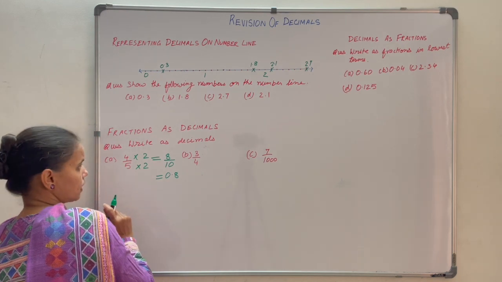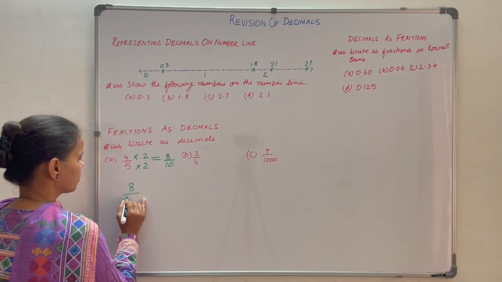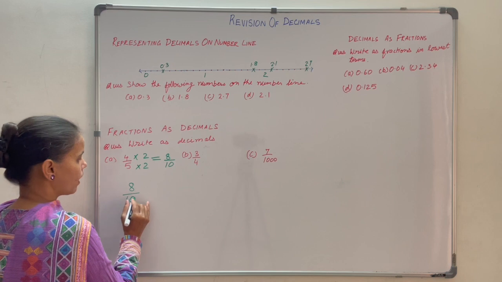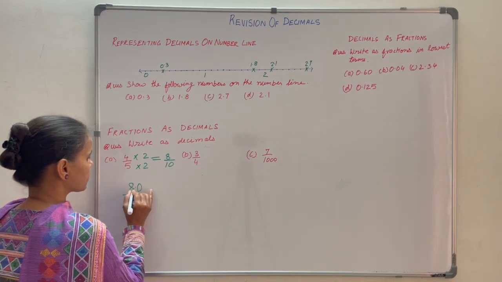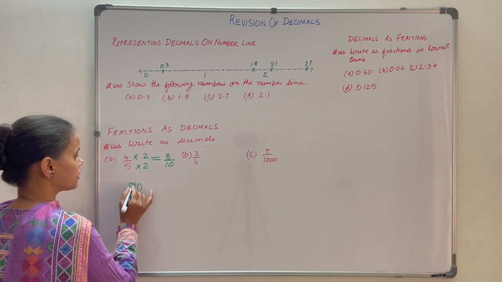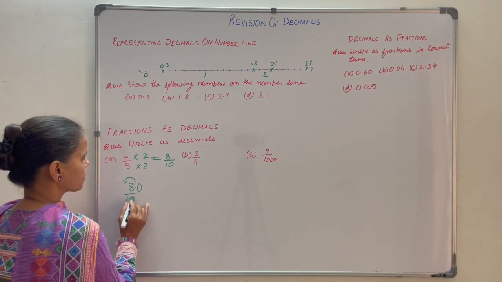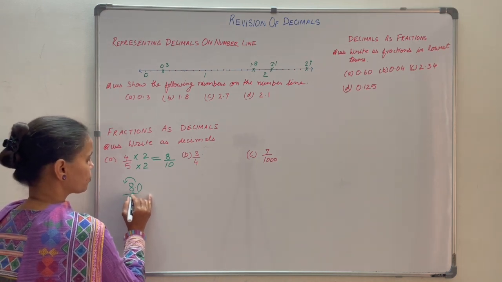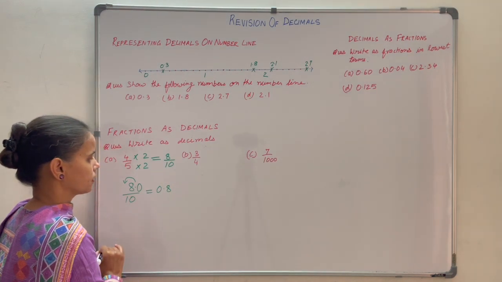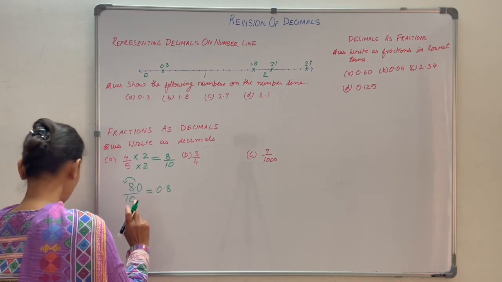Or you can understand it like this as well, that 8 by 10, you are dividing 8 by 10. How many zeros are there? 1. 8 can be written as 8.0. So division by 10 will shift the decimal point one digit towards the left-hand side, because there is only one zero. So when you shift it towards the left-hand side, it becomes 0.8. This is one more method to convert 8 by 10 into decimal.